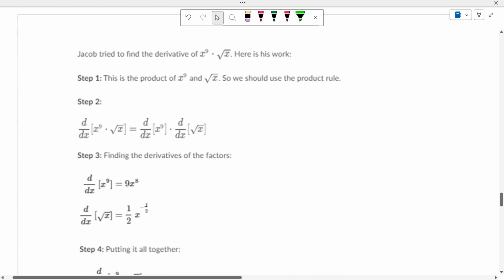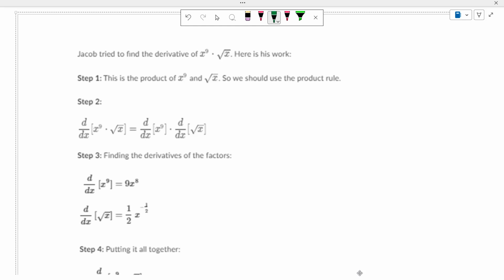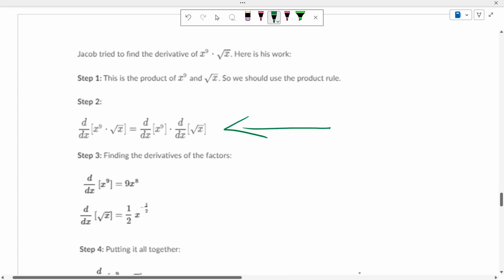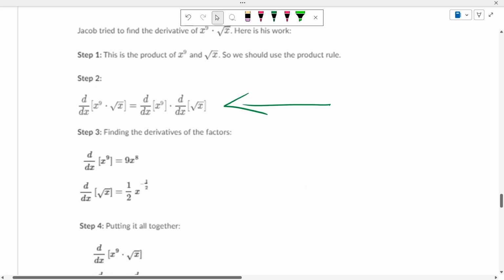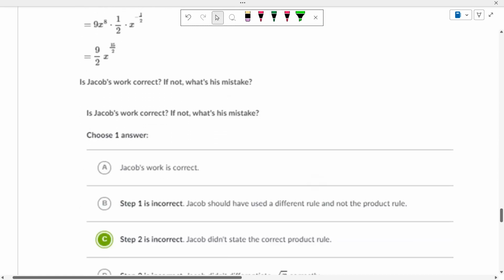Jacob tried this. Here's his work. He said, let's do the product rule. So the product rule is this times this. It's not that. That is not the product rule. Product rule has a plus sign in it.